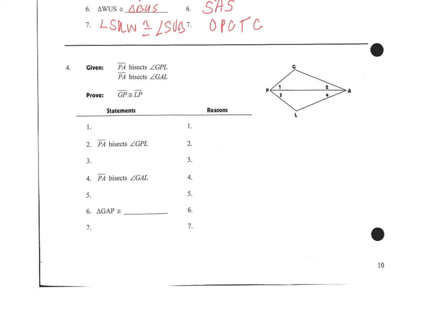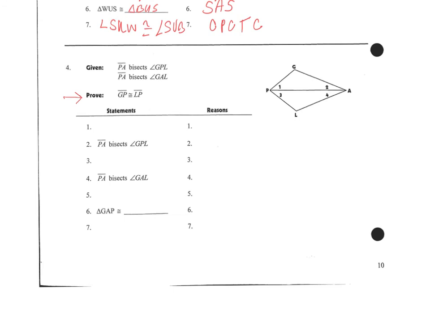All right, so let's look at number 4. Number 4 has some information filled in for us already. One thing I want to note is that look at what you're proving there. You're proving that segment GP is congruent to segment LP.